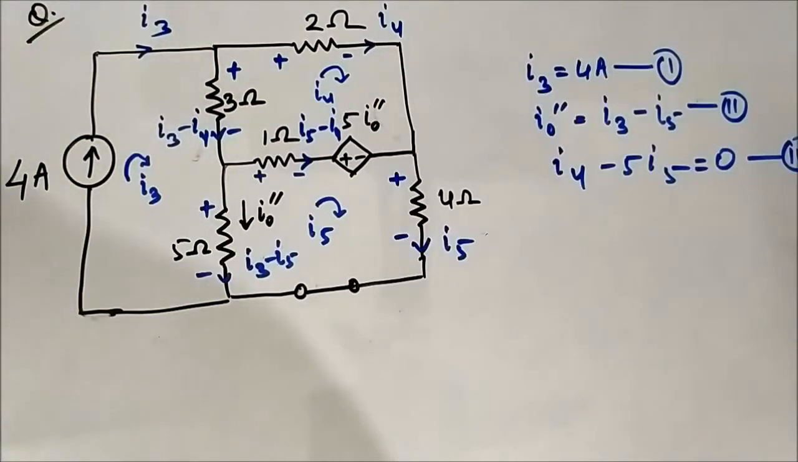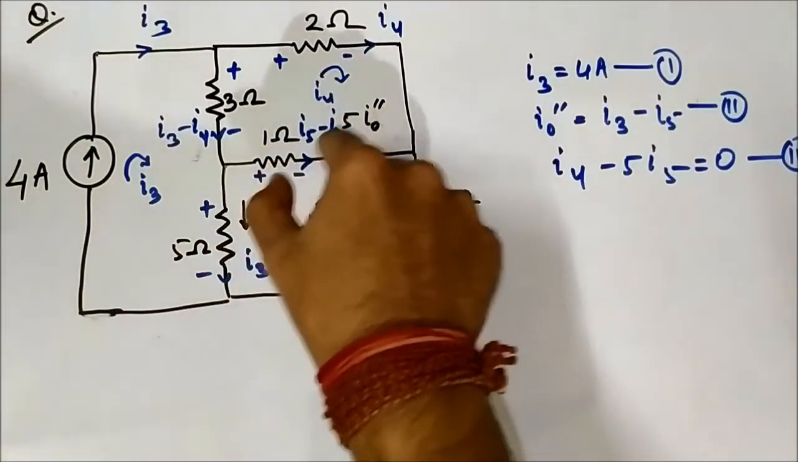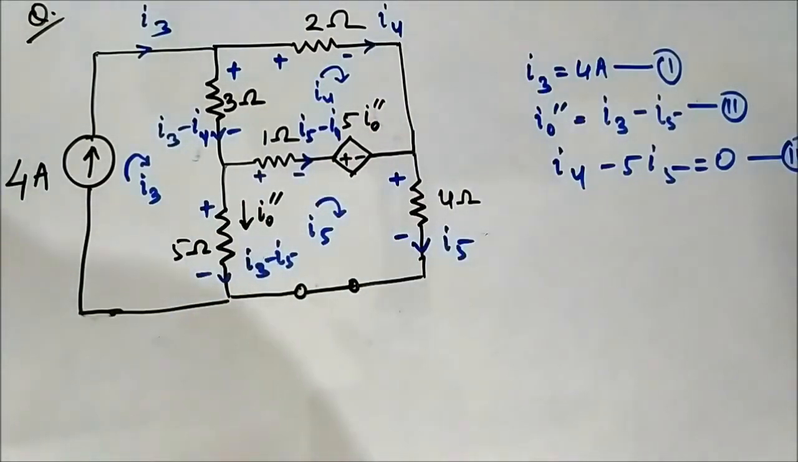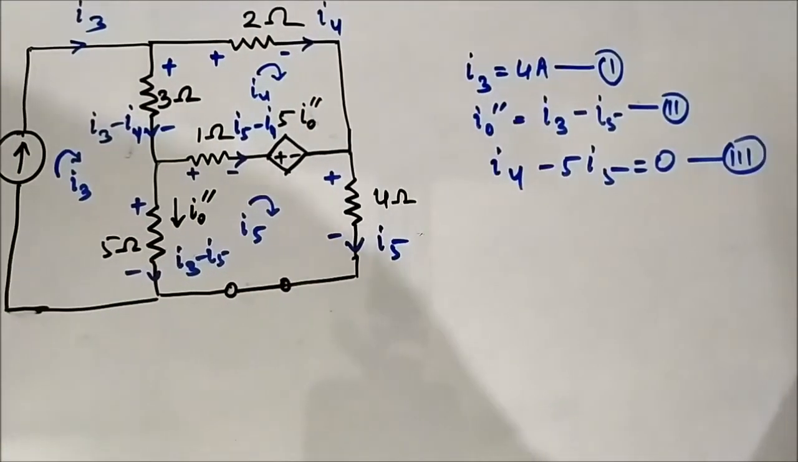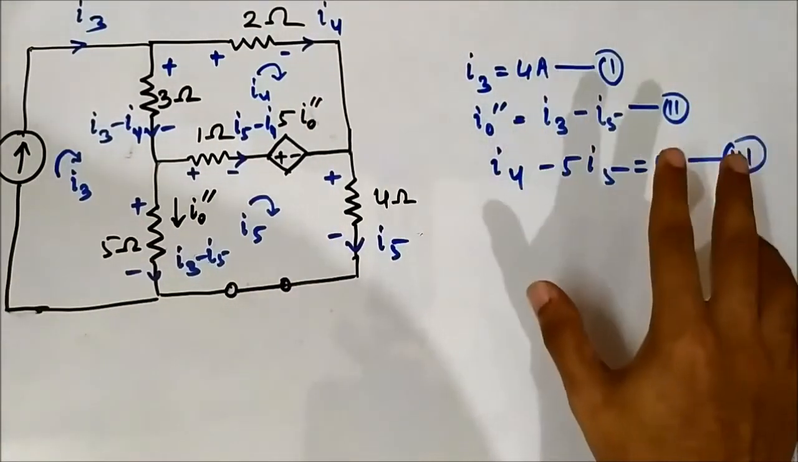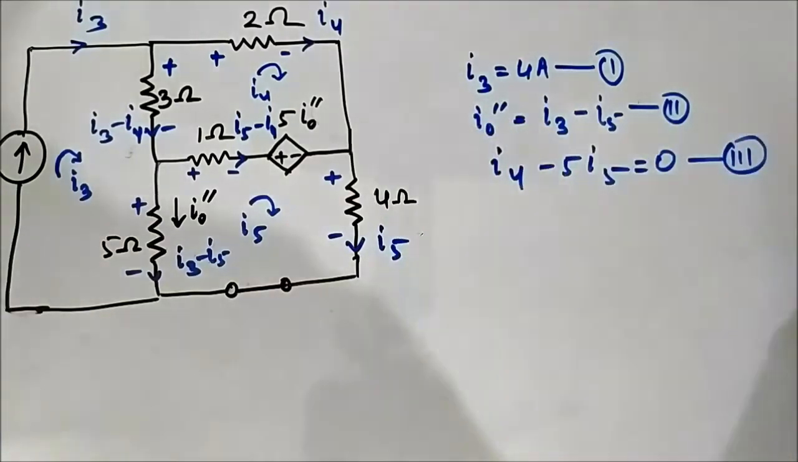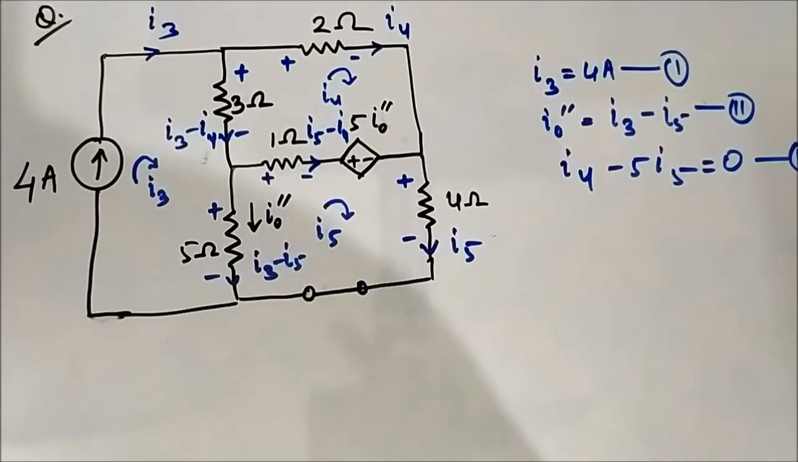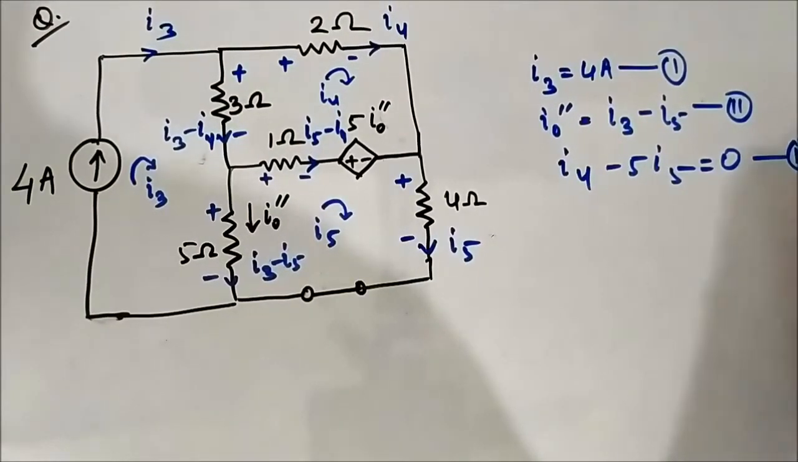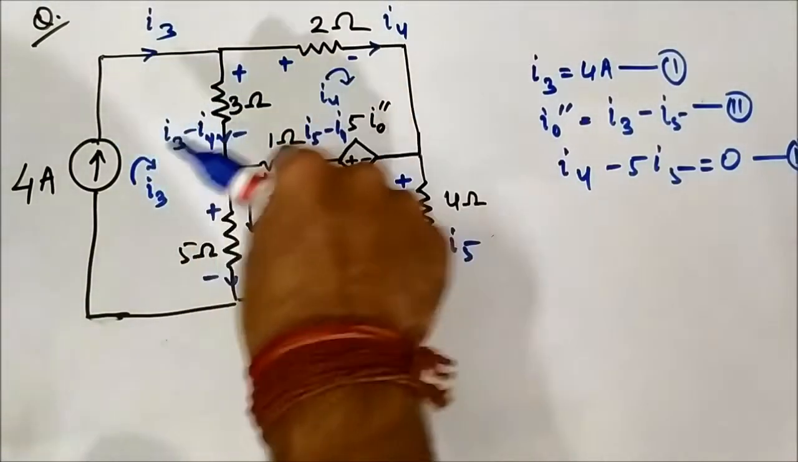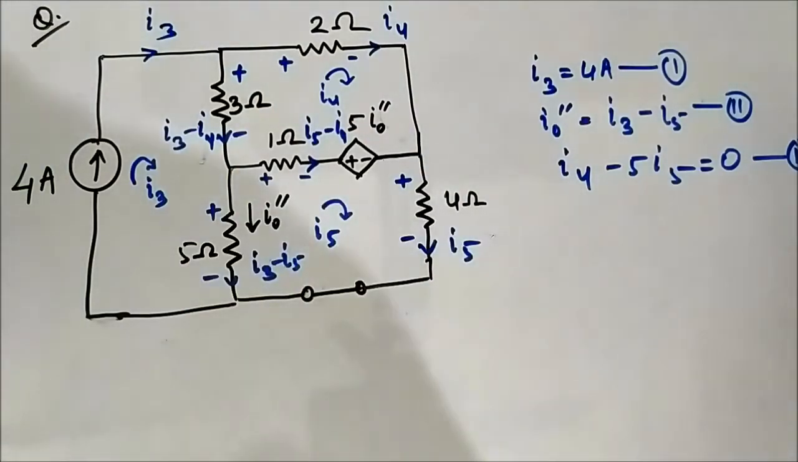So now we will apply the KVL equation in this upper mesh, this upper loop. So we will get the fourth KVL equation involving I4 and I5. Then we will determine this I0', I0'', I3 minus I5. Okay. So our objective here is to find out I5. So let us apply the KVL equation here.